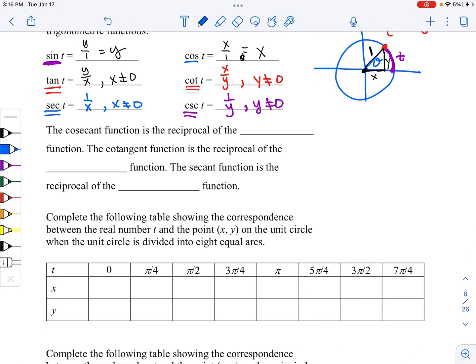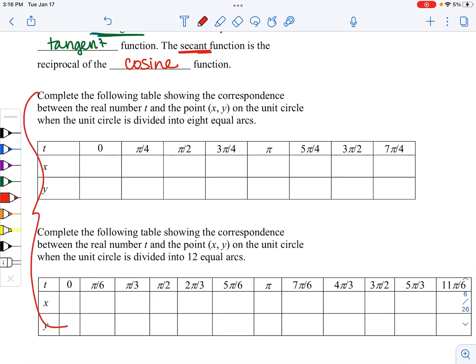The cosecant function is the reciprocal of the sine function. The cotangent function is the reciprocal of tangent. And the secant function is the reciprocal of cosine. Now, this helps us complete the following tables.